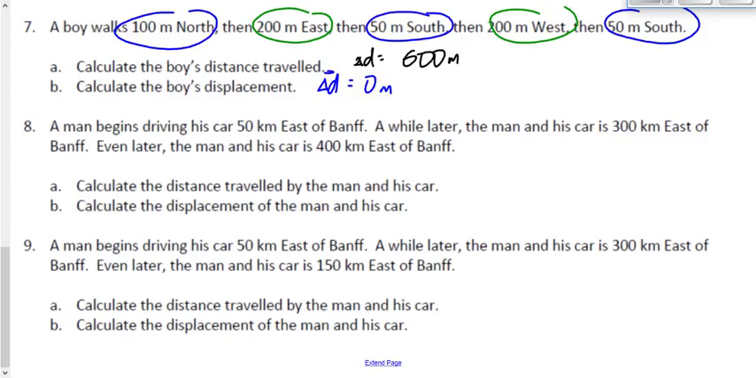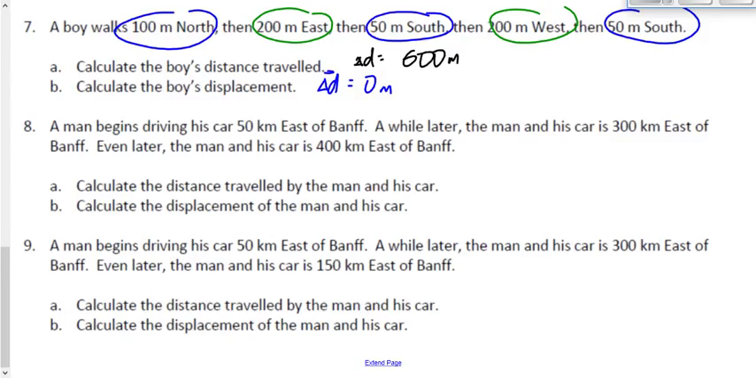A while later, the man and his car are 300 kilometers east of Banff. Even later, they're 400 kilometers east of Banff. Those are positions, right? Those are where the man and his car are at specific moments of time, not how far he's gone. It doesn't say anywhere here that he's driven his car 50 kilometers, then 300, then 400. He's here, then he's there, and then he's over there. 3 different positions.